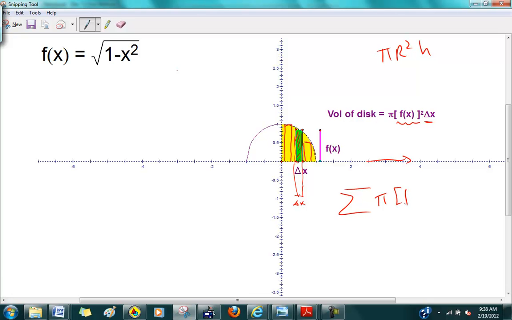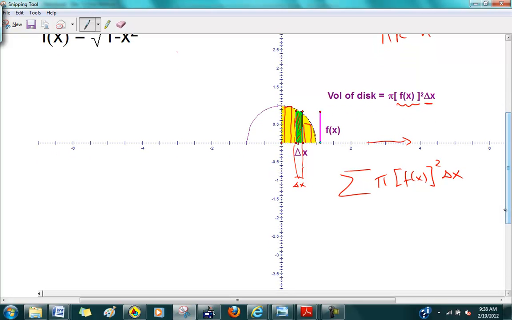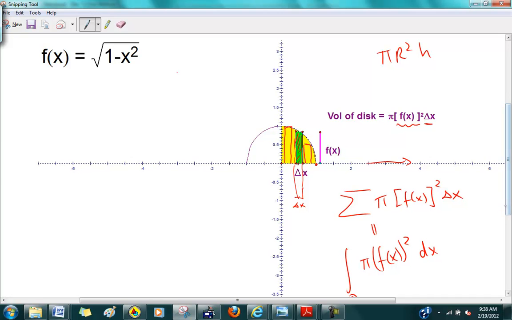So here's your f(x) quantity squared delta x, and you've learned that if delta x becomes very small, going towards 0, not equal to 0 but close to 0, then this turns out to be an integral of pi f(x) quantity squared dx. So the summation becomes an integral, and your limits of integration will be from 0 to whatever this x value is, and if you look at the equation, that x value should be 1.